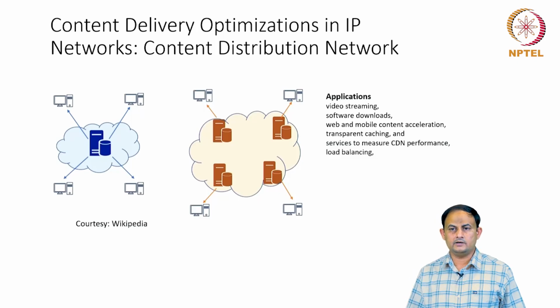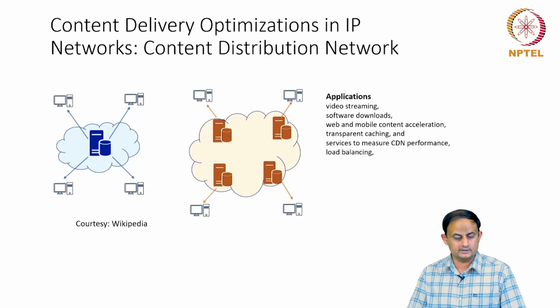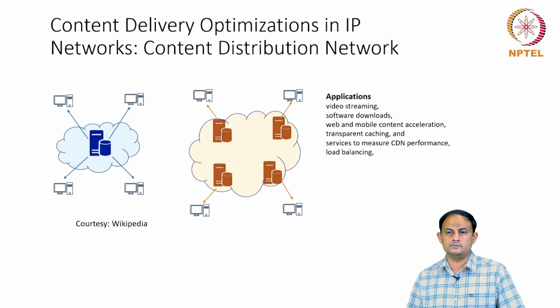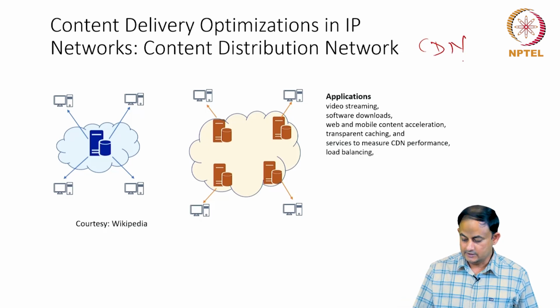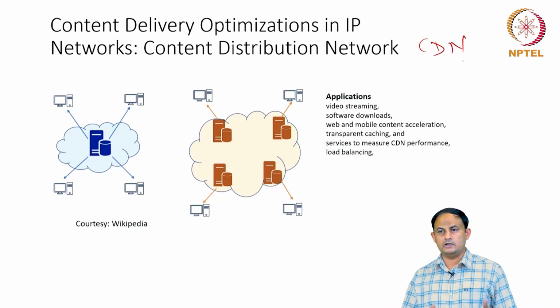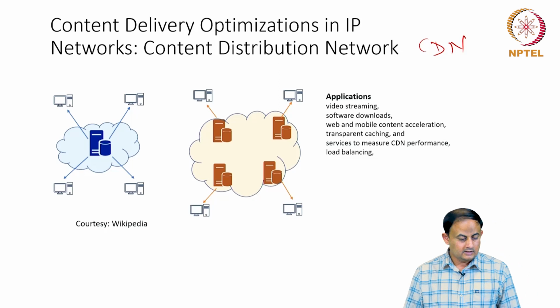And the third way of doing the optimization is something called the content distribution network. In short form, it is also called the CDN. CDNs are very popularly used in today's internet. So, let us try to understand what a CDN is.